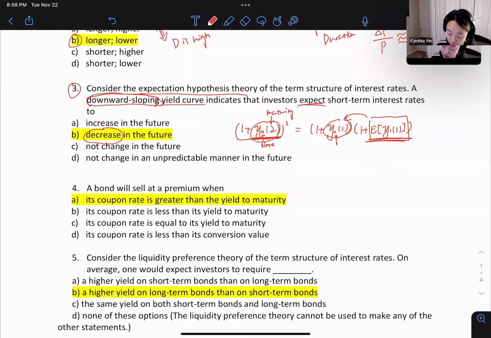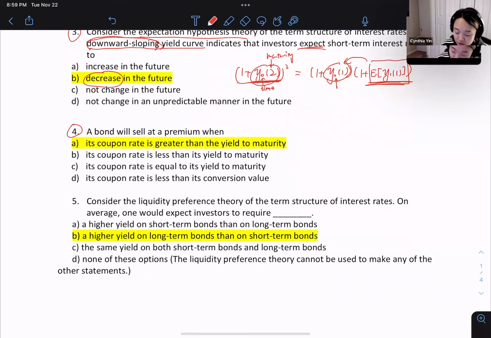And also the other way around, if you observe an upward sloping yield curve, and you believe in the expectation hypothesis, what it is inferring is that the future short-term interest rate will increase. That's the reason it drives up the long-term yield to maturity. Okay, this is the same idea as all the examples and practice questions I gave you in class, but just framed in another way.